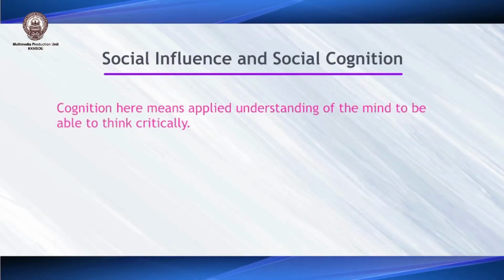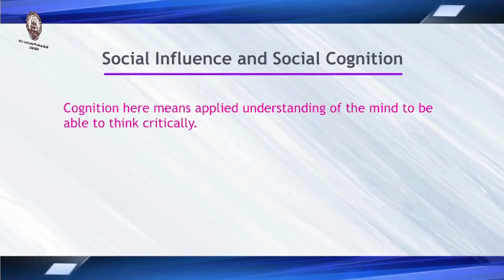So when we talk about social cognition, we'll see that during our childhood, we are easily influenced by what our peers are doing, or without questioning them, we get into certain activities or behaviors. Suppose an elder suggests you behave in a particular way, then without much questioning, we are prone to behave in that way. But as we grow older and reach adolescence and further adulthood, social cognition comes into play. Cognition here means the applied understanding of the mind to be able to think critically.